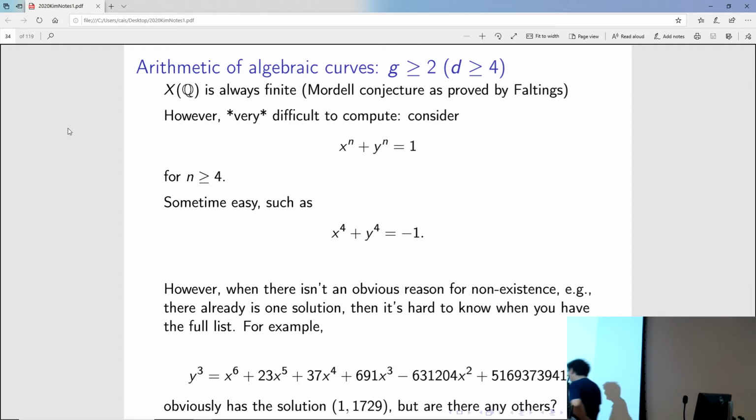But anyways, for this as well, it's very hard to know if there are any other points. And I don't know, I just wrote this down randomly. Maybe Jennifer can figure it out before the end of the lecture. But I certainly don't know if there are many more solutions. Right, so it's a very hard problem, knowing when you have the full list of solutions.